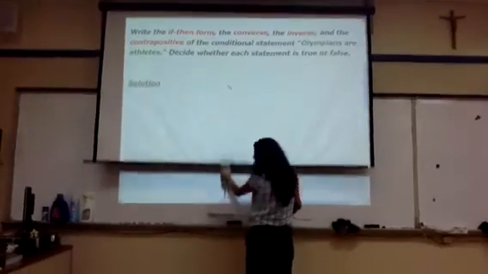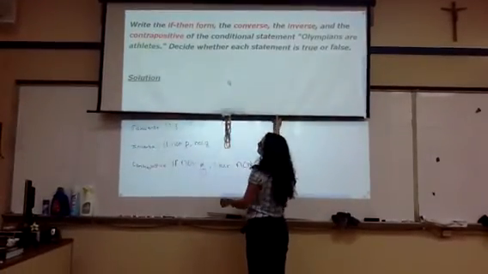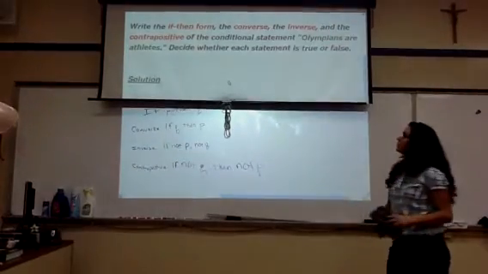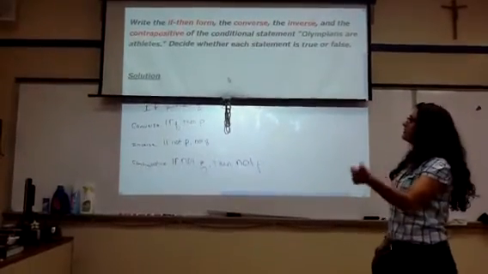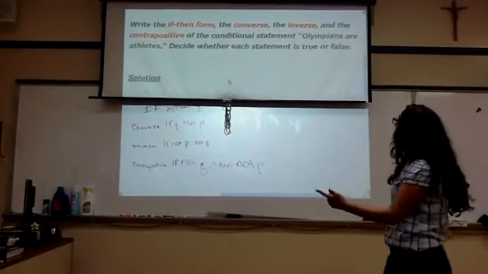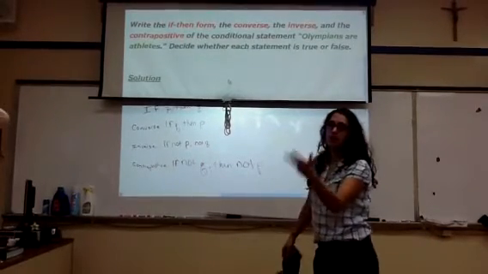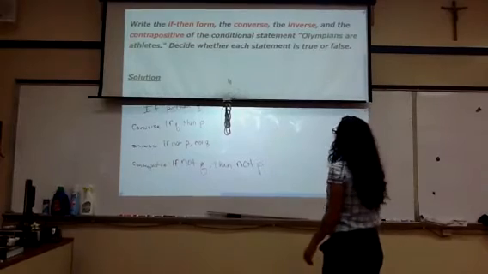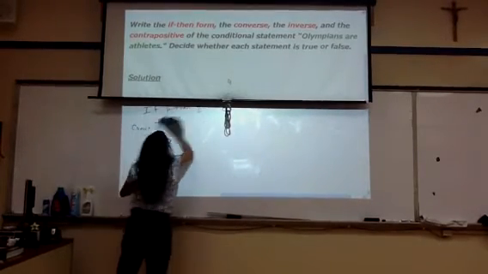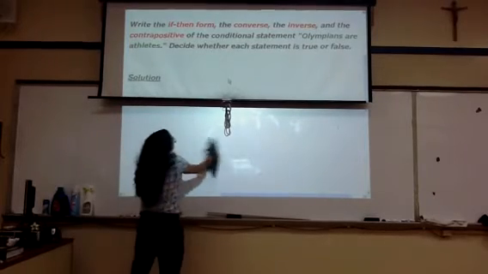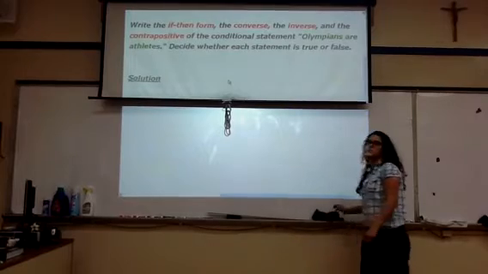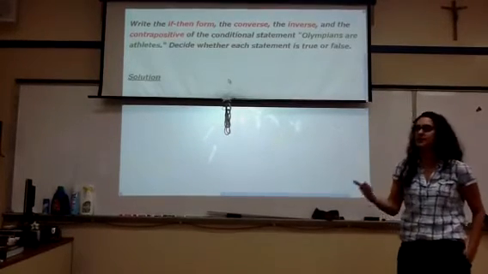Let's try all of this. Let's try this real fast. Same idea, but this time we're going to write it in if-then form, so the original statement. Then we'll write the converse, the inverse, and the contrapositive of this conditional statement, and then we decide if it's true or false. So, Brandon, why don't you help us out here? Okay. So here's our statement. Olympians are athletes. Alright, let's first try to write an if-then statement.